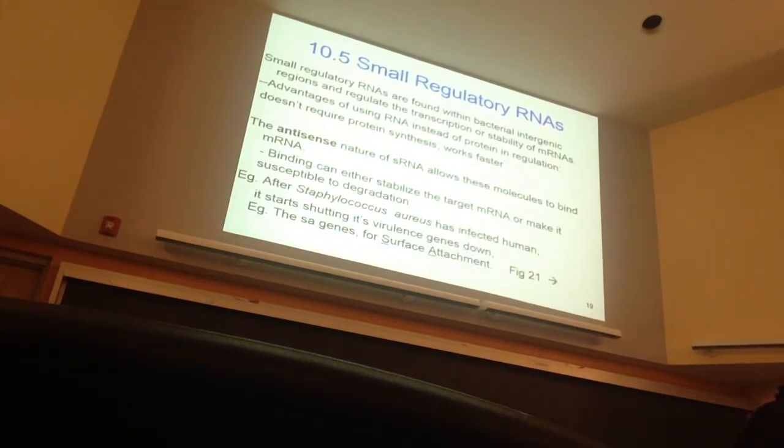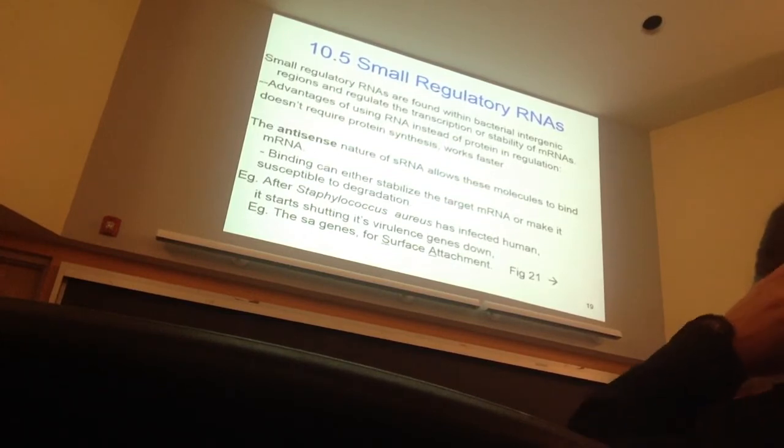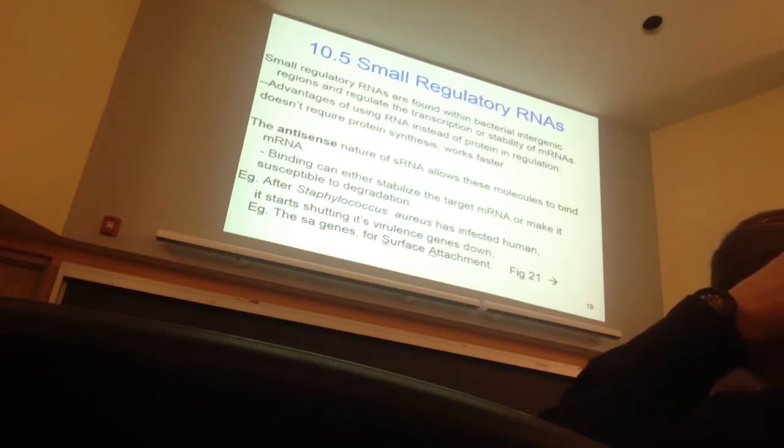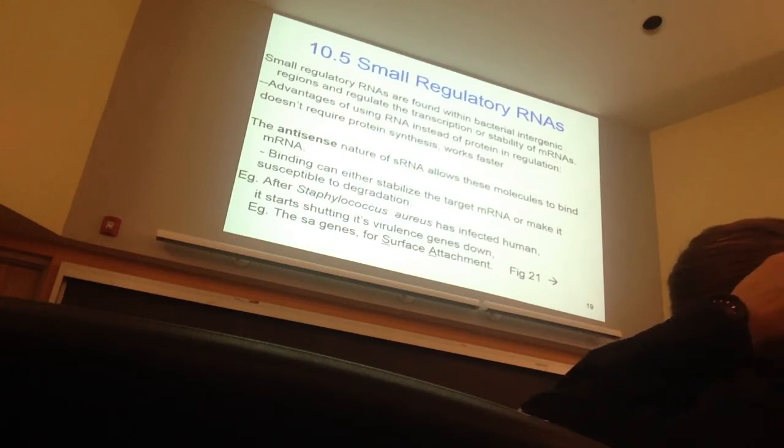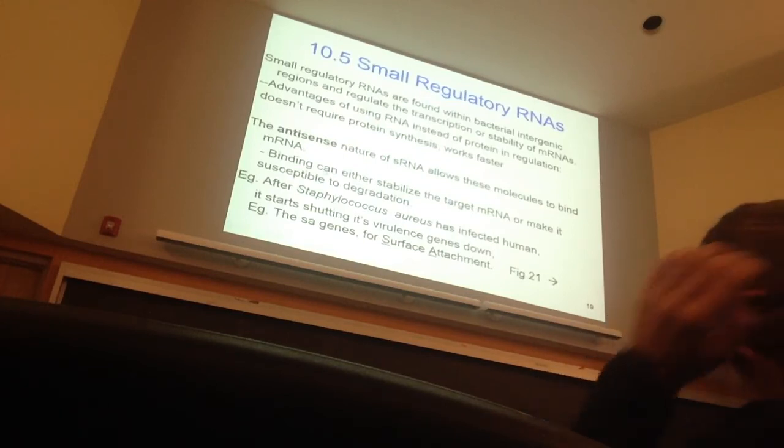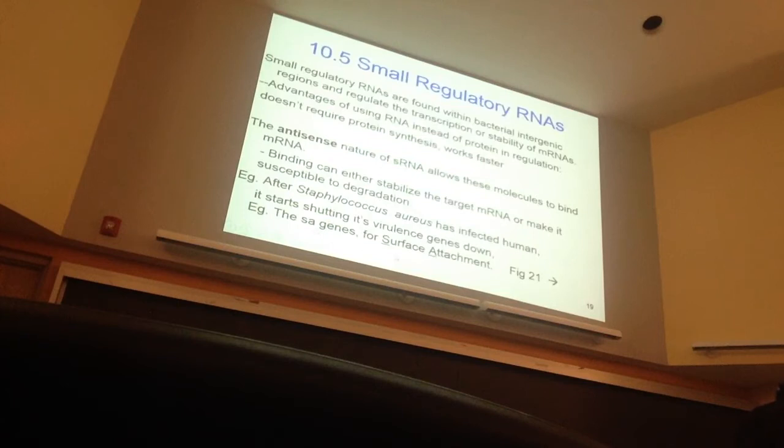Okay, so the example here is Staph aureus. Do you have that little text at the bottom in your outline? Okay, good. Staph aureus infects humans. It's a human pathogen. And it's interesting, during the latter stages of the infection, Staph aureus shuts down its virulence gene production. It no longer wants to express those toxin genes. One example of those virulence genes are the genes that code for surface attachment.